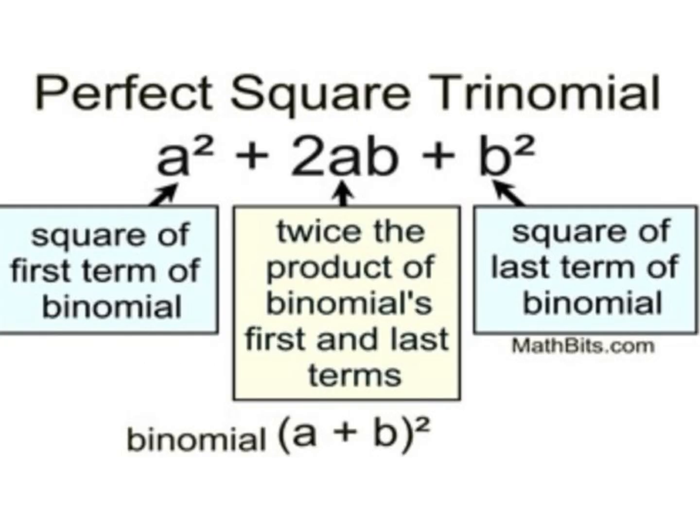Okay, so today we're going to be looking at a perfect square trinomial, where if you have a binomial, a plus b squared, it is the same as a squared plus 2ab plus b squared.